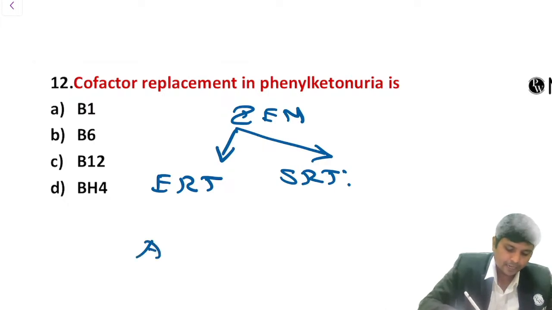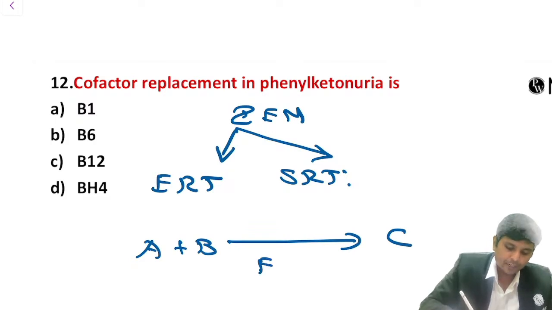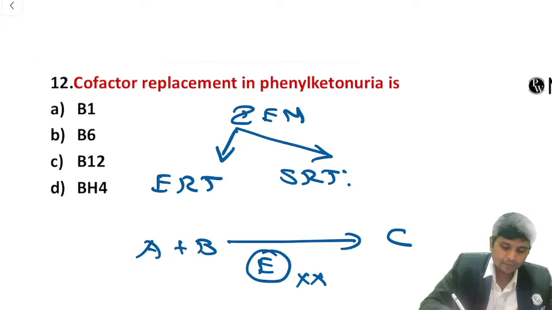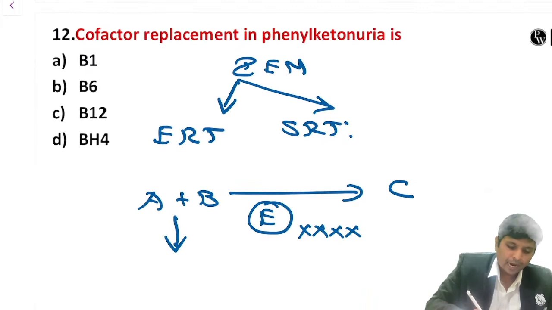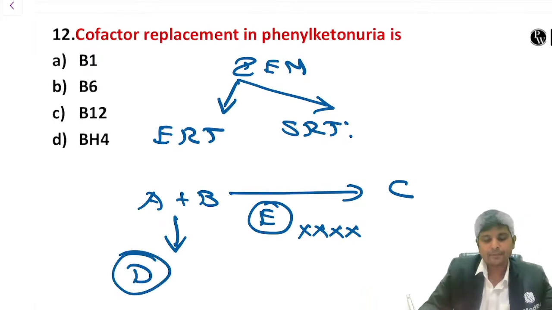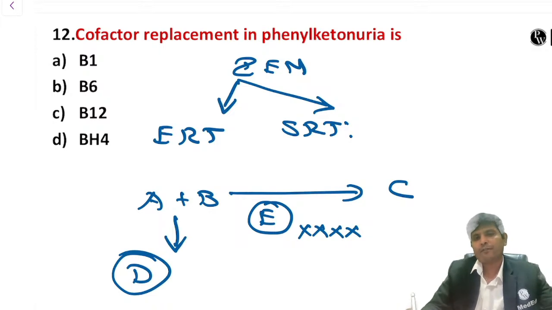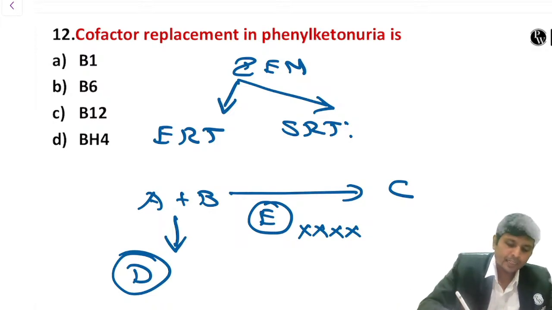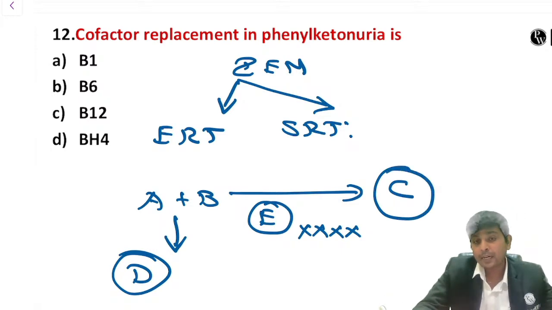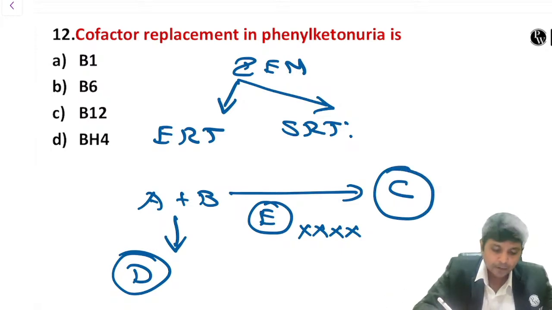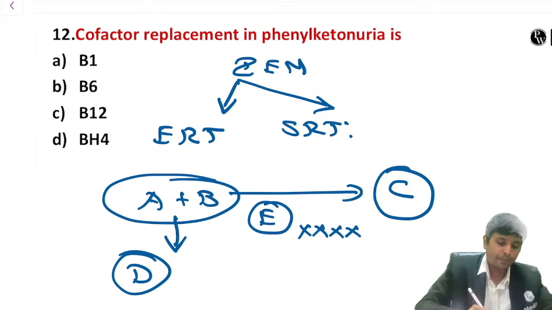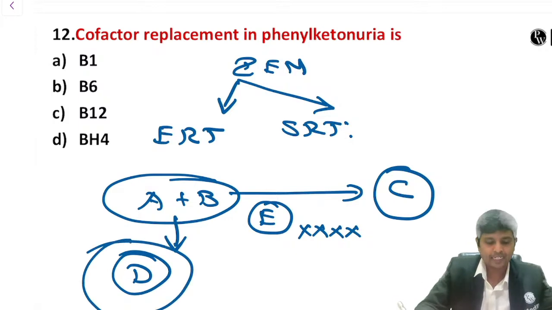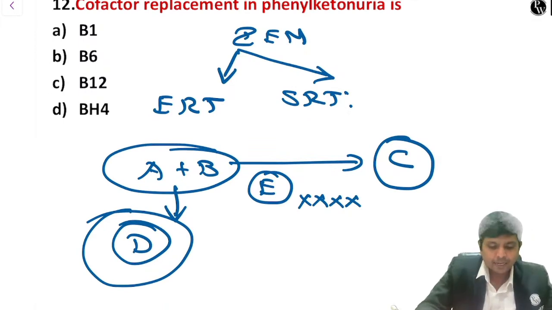For example, let me say A plus B is converted to C with the help of enzyme E. When this enzyme is absent, what will happen? A plus B will be converted to an abnormal metabolite such as D. What will be the manifestations of an inborn error of metabolism? Either due to reduction in the product such as C, or due to increase in the substrate such as A plus B, or it can be due to an abnormal toxic metabolite. The treatment can go like this.